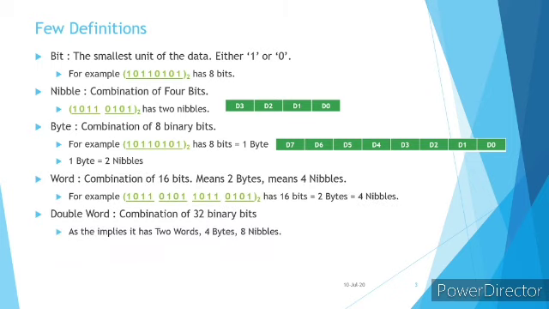Bit, the smallest unit of data. Then nibble, a combination of 4 bits, right? It starts as in the case of an array, so d0, d1, d2, d3. Then byte, which is a combination of 8 binary bits, so this is 1 byte. It starts from d0 to d7. And then we have seen the word, a combination of 16 bits, which means 2 bytes or 4 nibbles, in the double word.